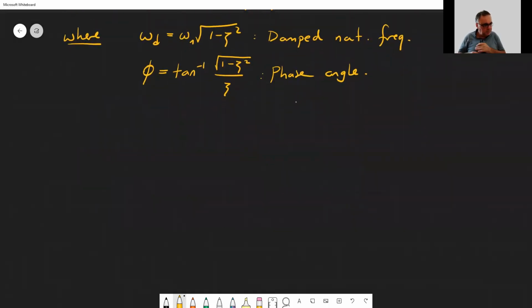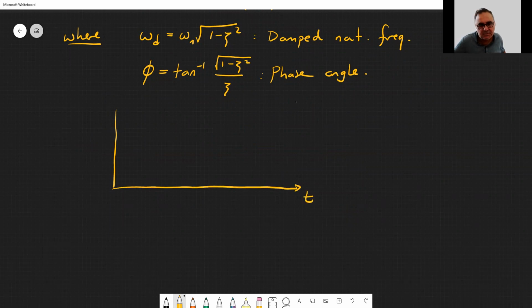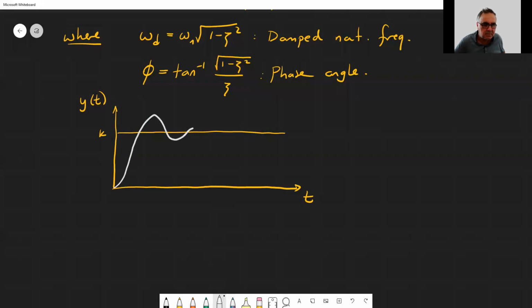If you want to plot this, the response will look like this. This is the time response. This is y of t. So you put an input to your system. The steady state value will be k. Okay, input is 1. The output will be k. And the response will look like something like this. It will eventually settle down. But the response is oscillatory, as you see.